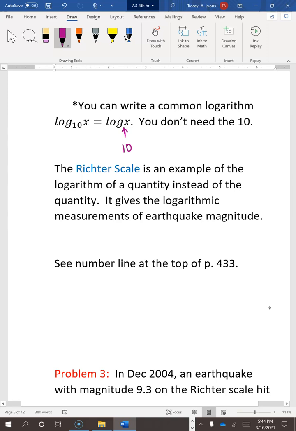The Richter scale is an example of the logarithm of a quantity instead of the quantity itself. It gives the log measurements of earthquake magnitude. Check out the number line at the top of page 433.